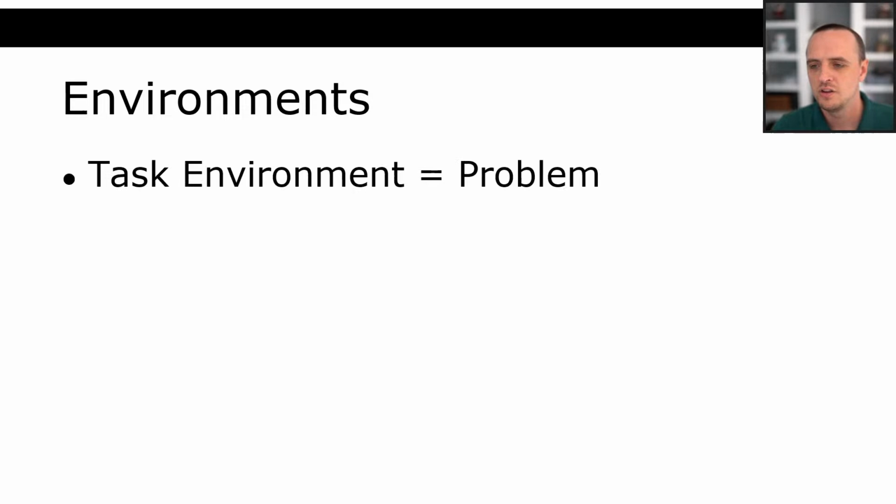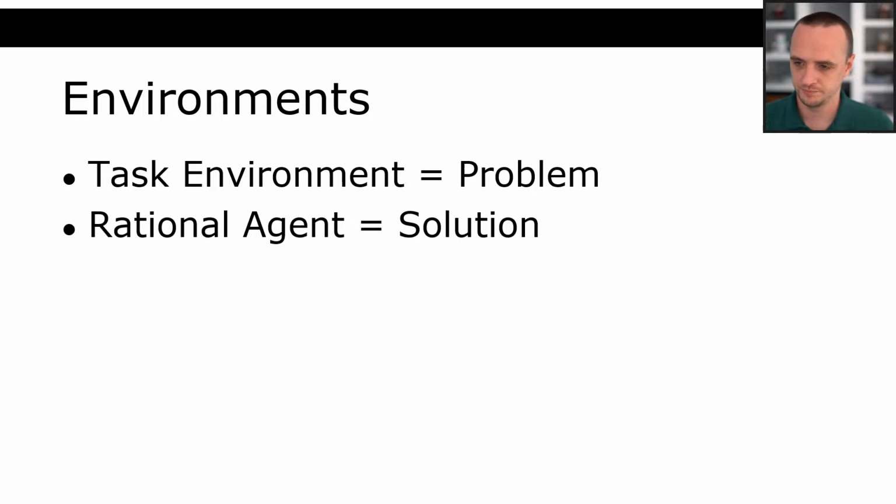So the environment of the task is going to define our problem, right? The properties of the environment define the problem. So, for example, design an agent to be the best chess player. Well, the environment is chess, and the properties of the chess environment are going to define the problem. And then we are going to design an agent, a rational agent, that plays the game of chess, and that is the solution to the problem.